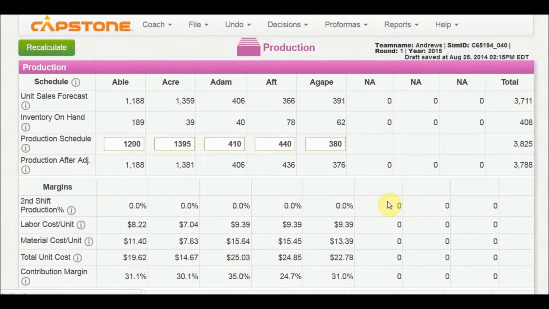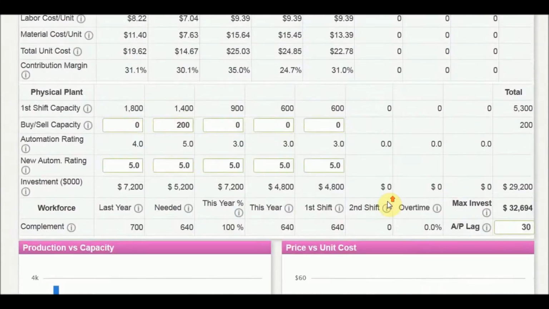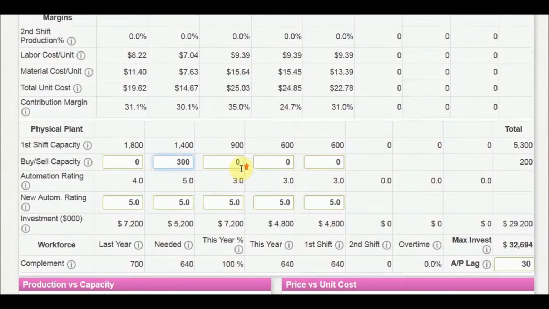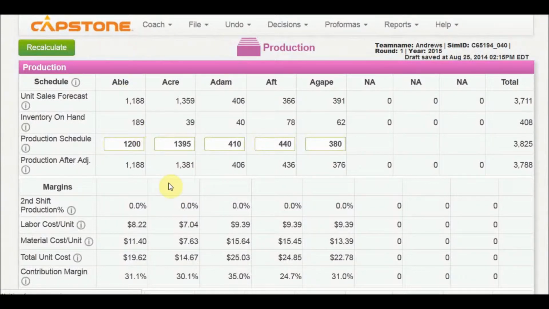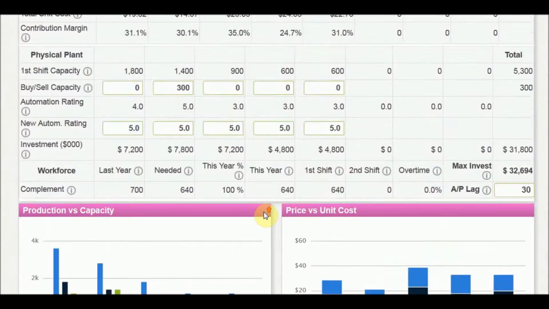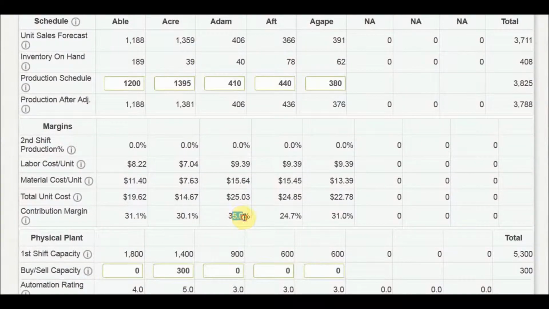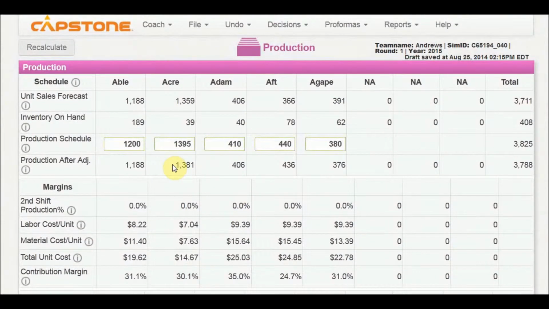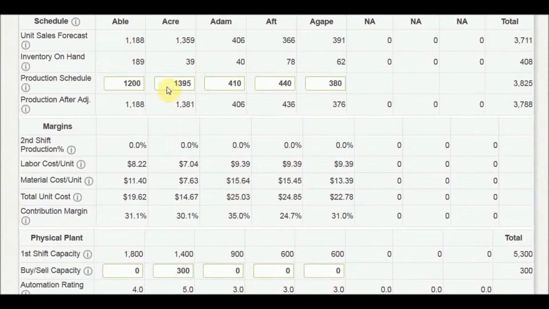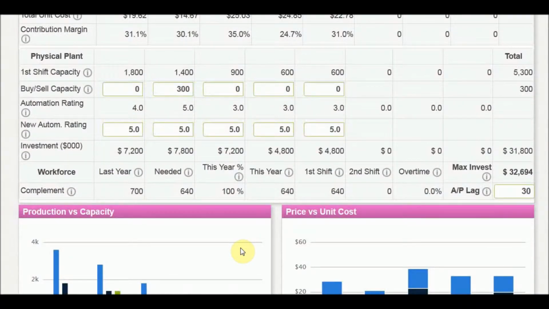Alright, so maybe this is a decision you have to make. Maybe it's more important for us to put any increased capacity into a product that we already know needs it, because it's already selling more than this and having to go into overtime. Or maybe it's more important to put it into a product with a higher contribution margin. Because while Acre is selling 400 or so more than it can make in the first shift, it's also got a lower contribution margin than Atom, which is about maxed at what it can produce. So you'll have to make the decisions on your own and decide what's most important, and figure out where you want to put your investment.